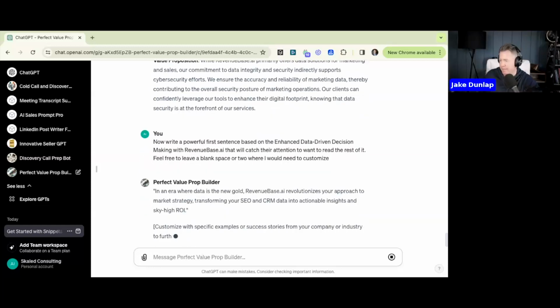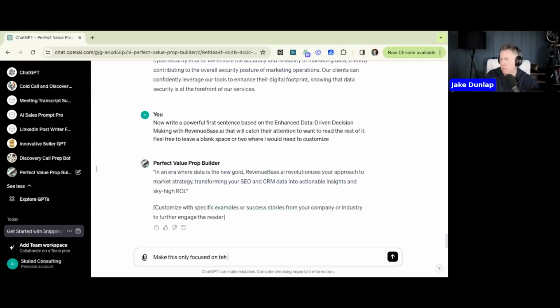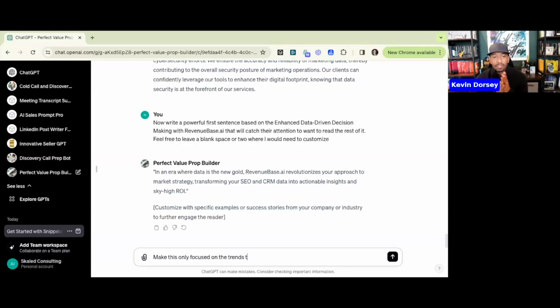Yeah, I don't love it. I don't love when it brings in revenue base. I do love the "in an era where data is gold." Yep, as a start of it. Like, make sure this is only focused on the trends and does not mention us as a company. It's only talking about the trends and the persona. But "an era where data is the new gold" is actually a strong start to an email.